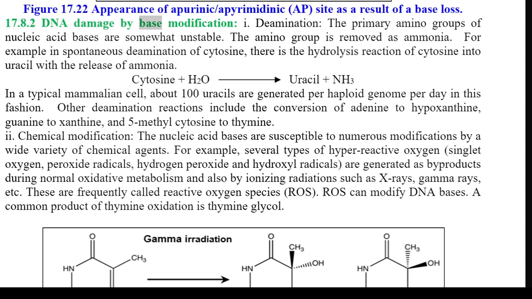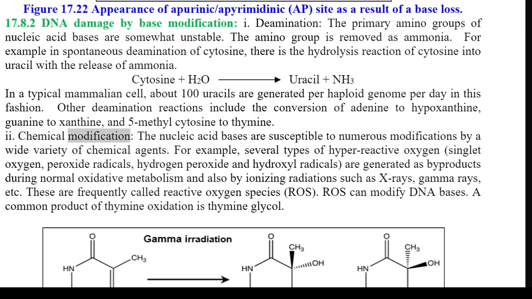17.8.2 DNA damage by base modification. Deamination. The primary amino groups of nucleic acid bases are somewhat unstable. The amino group is removed as ammonia. For example, in spontaneous deamination of cytosine, there is the hydrolysis reaction of cytosine into uracil with the release of ammonia. Cytosine plus H2O gives uracil plus NH3. In a typical mammalian cell, about 100 uracils are generated per haploid genome per day in this fashion. Other deamination reactions include the conversion of adenine to hypoxanthine, guanine to xanthine, and 5-methylcytosine to thymine.